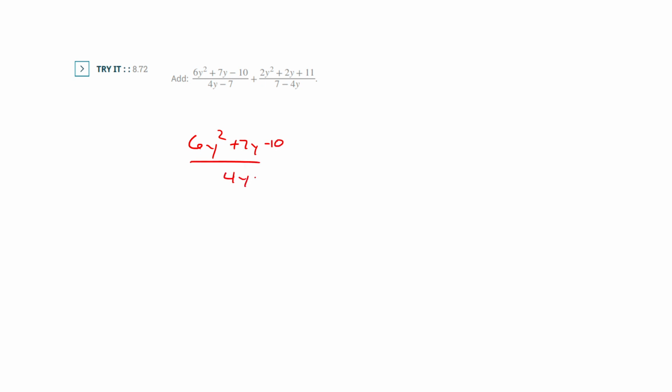Nothing changes here. It's the same trick. I want to flip this around, so I'll put a minus in front. And when I do, that has fixed this. It has flipped it around. Okay, now we have a common denominator, so we can just do 4y minus 7.